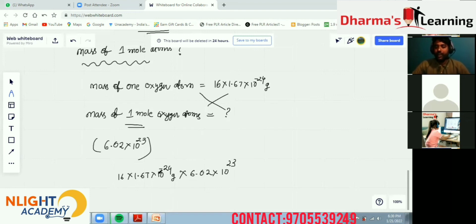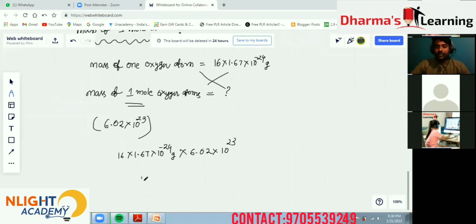Look here, for this, minus 24 plus 23, you get minus 1. That minus 1 goes to the denominator and it will become 10. And you get something like this: 16 into 1.67 into 6.02 by 10. On simplifying this, you will get 16 grams.